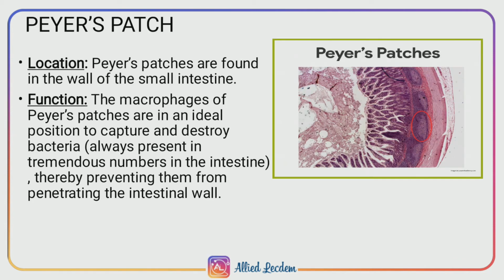Next is Peyer's patches. Peyer's patches are similar to the tonsil, found in the walls of the small intestine.